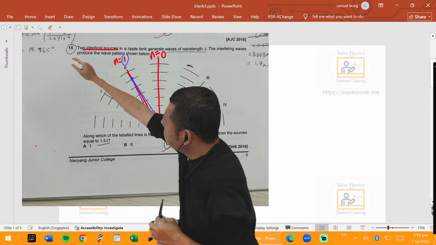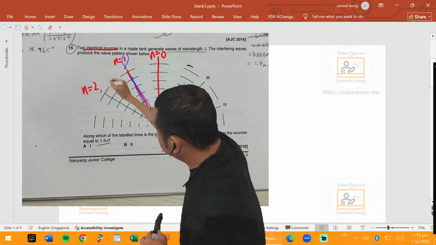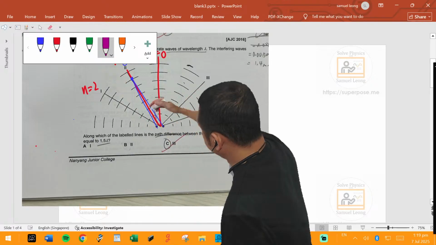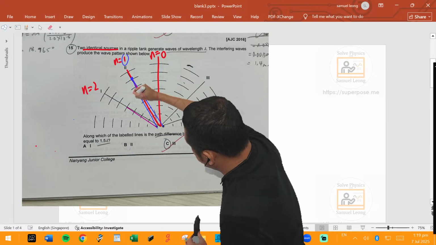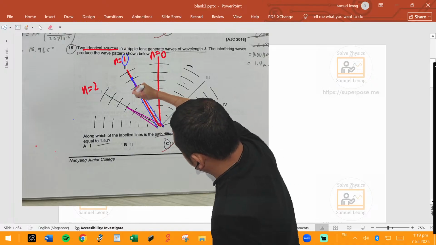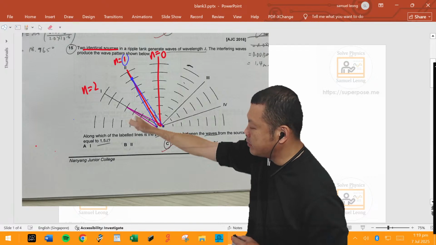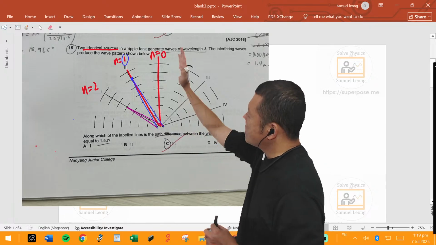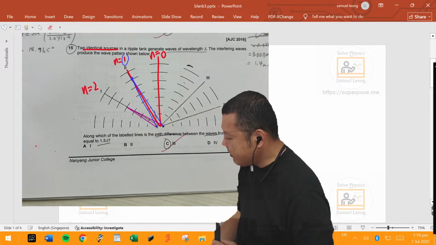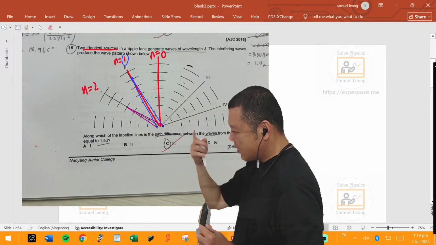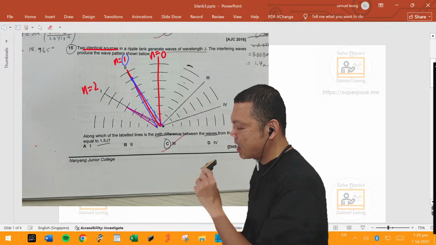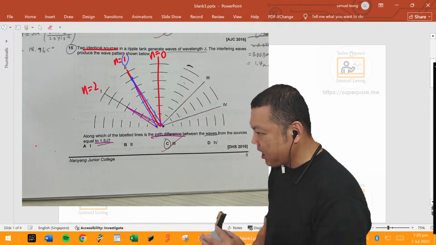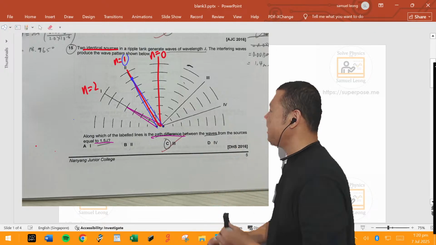What's the label for this one? So if I draw one line from this source to a point here, and I draw another line from the other source to the point there, one is shorter than the other. How much shorter? Two wavelengths. So the order is also representing the path difference. That's what you're missing, that's why you couldn't do this one. So if they want you to find a path difference of 1.5 lambda, you're finding n equals 1.5.